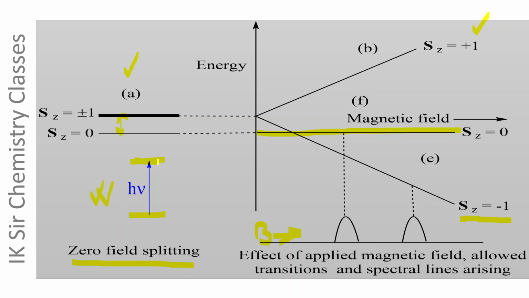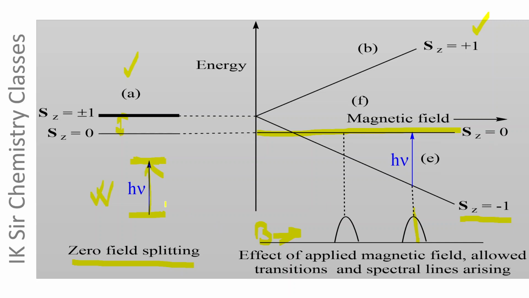By absorbing this amount of energy of microwave radiation, transitions from Sz equals -1 to 0 and from Sz equals 0 to Sz equals +1 are possible. By this amount of energy, the transition from Sz equals -1 to Sz equals 0 can be caused at this applied magnetic field. At this applied magnetic field, the transition from Sz equals -1 to Sz equals 0 can take place.